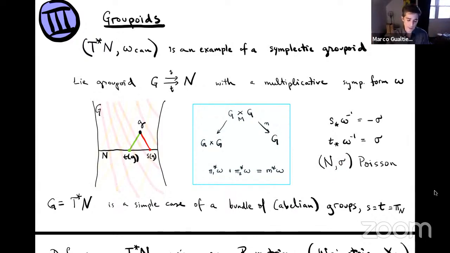So the cotangent bundle is a very simple case where it's a bundle of abelian groups. The source and target maps agree, and they agree with the bundle projection. And if you push forward the Poisson structure on T star N down to the base, there's no surprise, you'll get 0. So you'll get the 0 Poisson structure. So this is a symplectic groupoid for the least interesting Poisson structure.